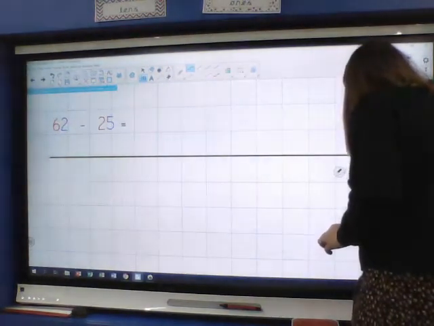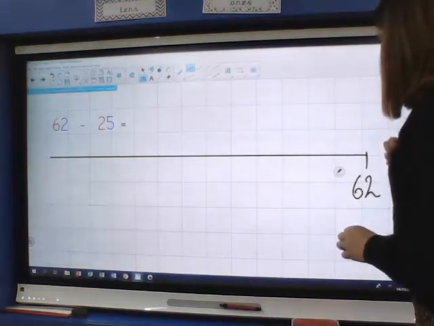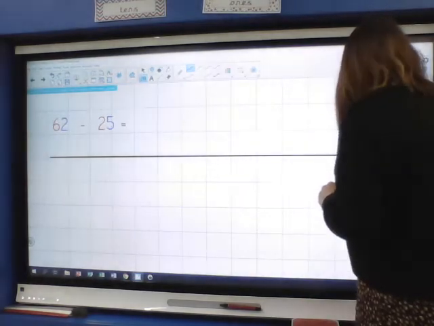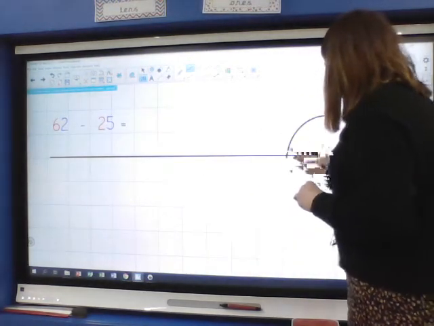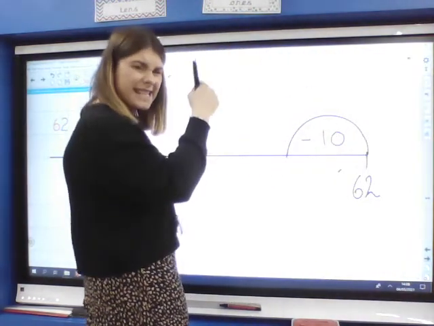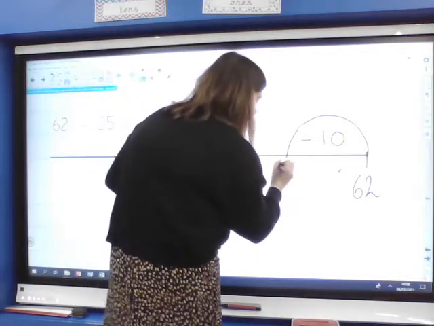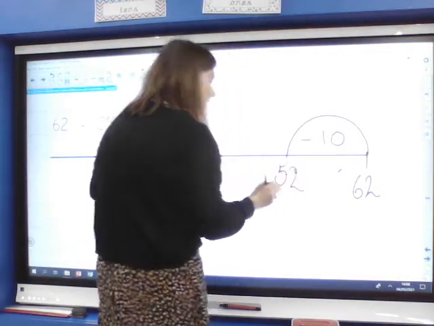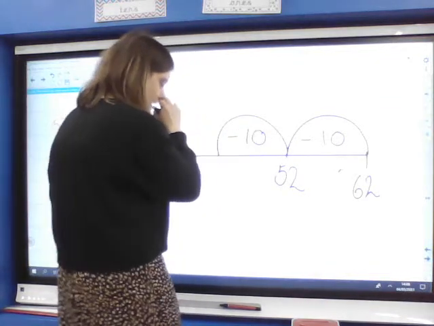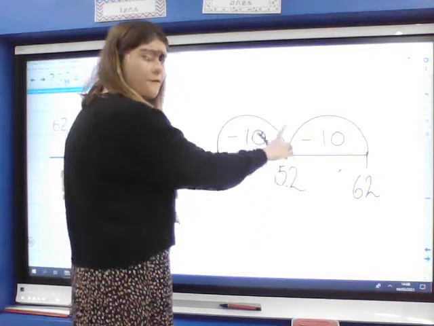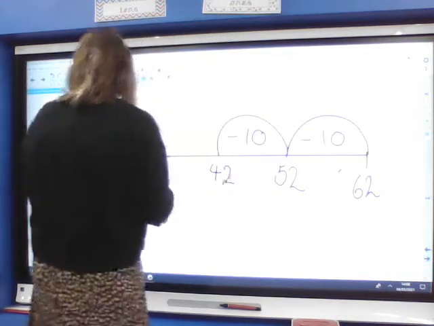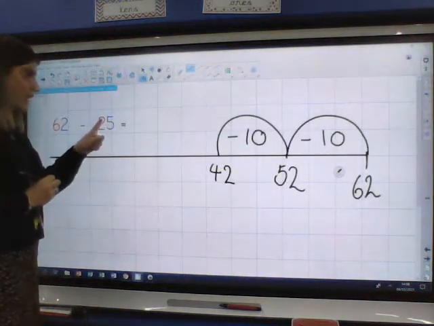Join in with this, Year 2, on your whiteboard if you like. So 62. Now I'm taking away 25. So I need to jump back 2 tens to make the 20 first. So 62. I'm taking away 10. 62. What comes before the 60s? The 50s. 52. And I take another 10 away because I'm subtracting 20. So 2 tens, so subtract 20. 52. What comes before the 50s? The 40s. 42. Now, I've taken away my 2 tens, but now I need to subtract my 5 ones.